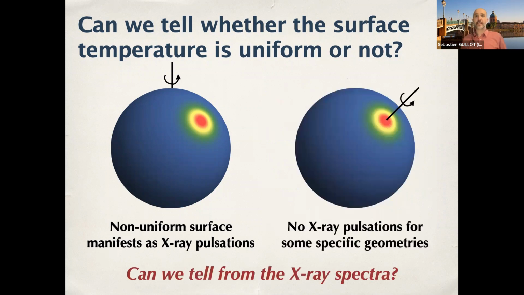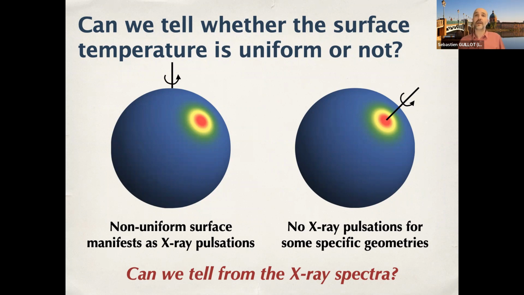I'm going to try to go a little bit faster now. Can we search for a hotspot at the surface of the neutron star if the hotspot is always visible? So this is a question.